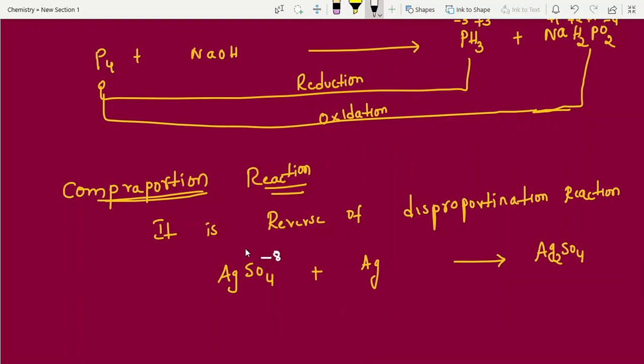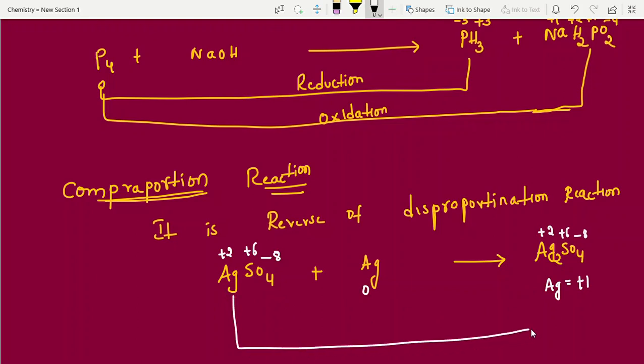-8 plus 6, correct? What about this one? Plus 2. This is 0 oxidation state. This is -8 plus 6. This is what? Plus 2. But what is the change here? Silver is plus 1 per atom. Here plus 2 to plus 1, a decreased oxidation state, what we call reduction, right? Here an increased oxidation state, what we call oxidation. See, here also reduction and oxidation are taking place simultaneously.